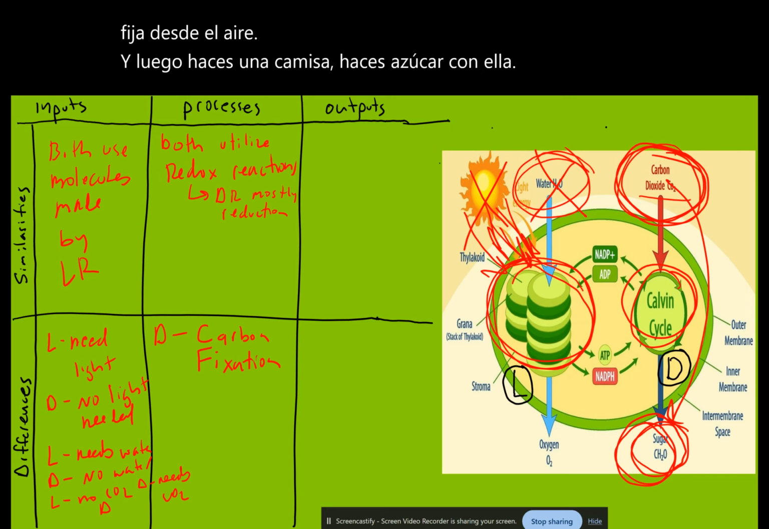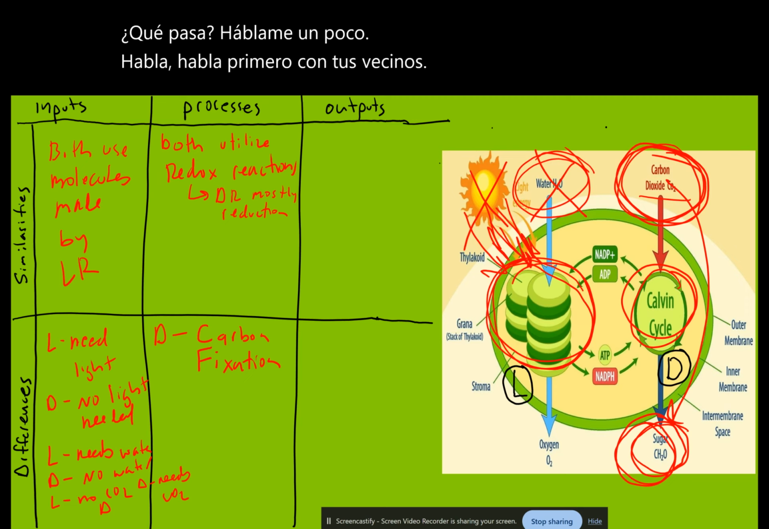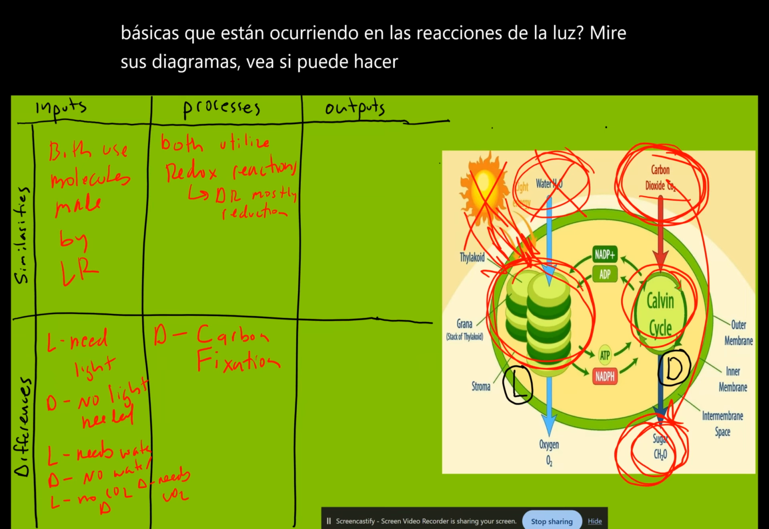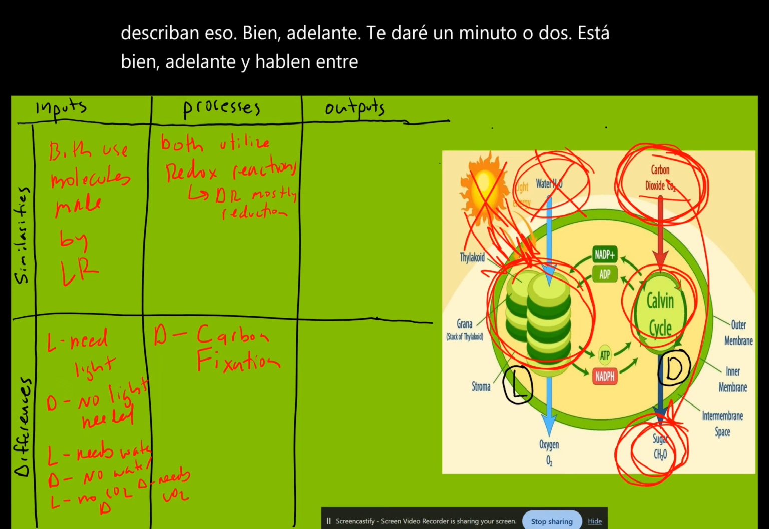What is happening? Talk to me a little bit. Well, talk to your neighbors first. What are the basic reactions that are happening in the light reactions? Look at your diagrams. See if you can come up with a couple words that describe that. Okay, go ahead. I'll give you a minute or two. Go ahead and talk to each other right now with your table group.